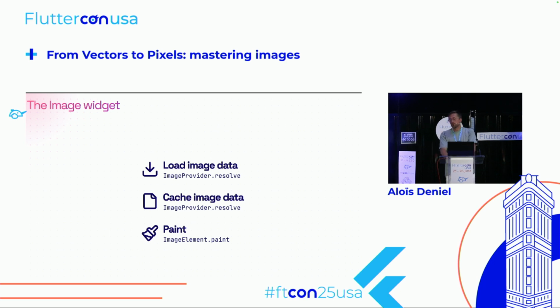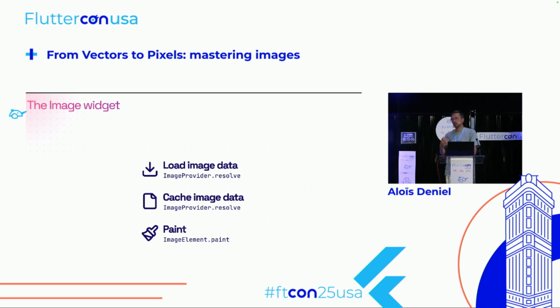So also, Flutter provides a basic widget to load this kind of images. Obviously, it's a common use case. So with the Image widget and its underlying elements, the image element, it takes care of a lot of these steps, including, with its image provider, loading the image data, which can be compressed, taking care of decompressing, but also storing a version into the cache.